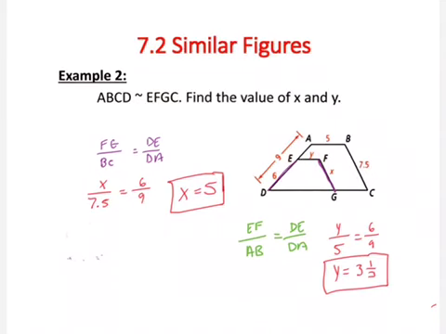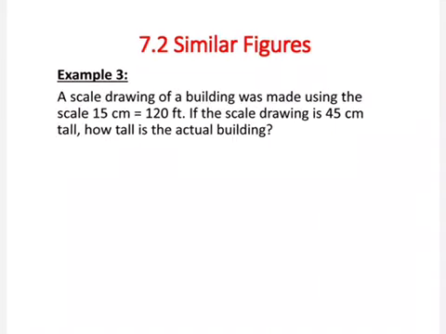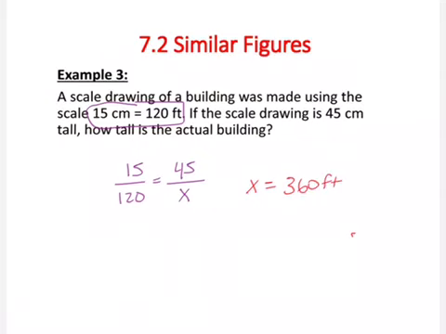A scale drawing of a building was made using the scale, 15 centimeters equals 120 feet. If the scale drawing is 45 centimeters tall, how tall is the actual building? So we know this is the ratio for the scale model, so 15 over 120. And then they tell us that the scale drawing is 45 centimeters tall, and they want to know the actual building in feet. So that's what we're looking for down here. To solve this, we're just going to cross multiply. We're solving a proportion. When we cross multiply this, we should get 360 feet.